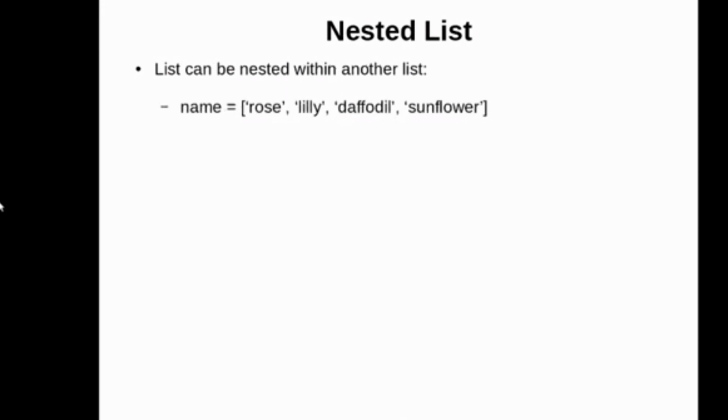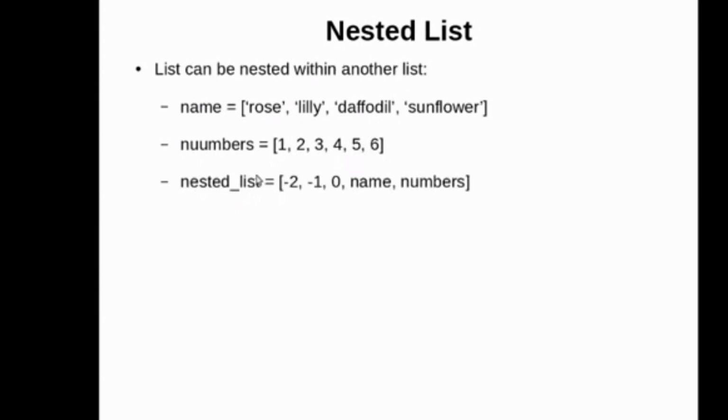If we see here, name is equal to rose, lily, daffodil and sunflower, so this is a list of flowers. And one more example is numbers is equal to 1, 2, 3, 4, 5, 6. We can have a nested list which is equal to, say, some elements: minus 2, minus 1, 0, which are the first, second and third elements. The fourth element is a list itself, and even the fifth element is a list. The fourth element is a list of flowers here, and the fifth element is a list of numbers, which means a list has been nested within another list.